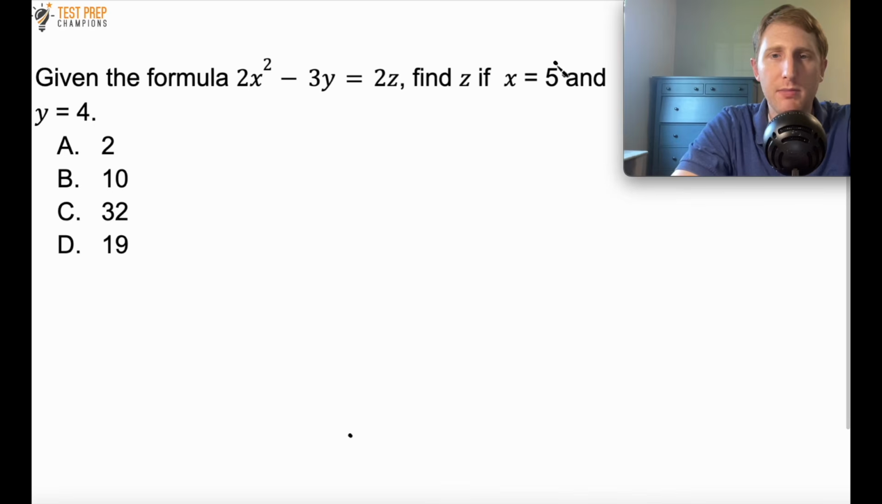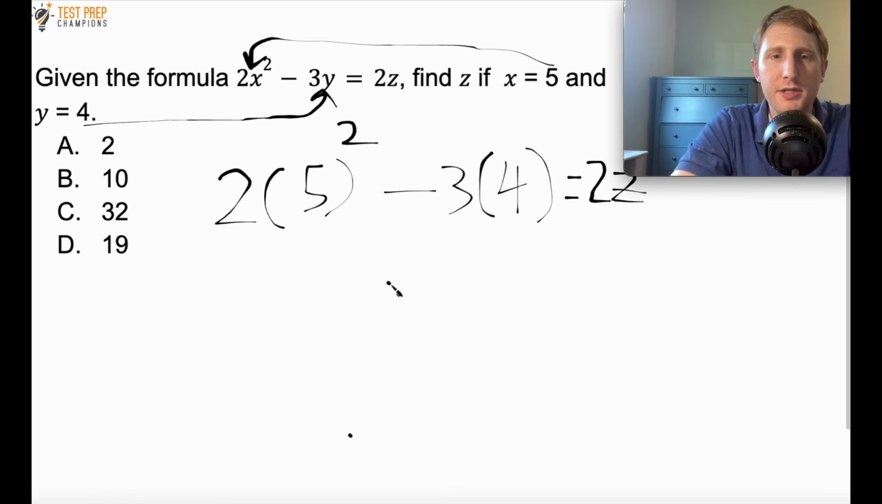And if you're not sure what I mean by that, let me show you here. Wherever I see an x, I'm going to replace it with 5, since I know that x equals 5. And wherever I see a y, I'm going to replace it with a 4. So let me rewrite this, and then I'll show you what it's going to look like. Okay, so it's going to look like this. 2 times 5 squared minus 3 times 4 equals 2z.